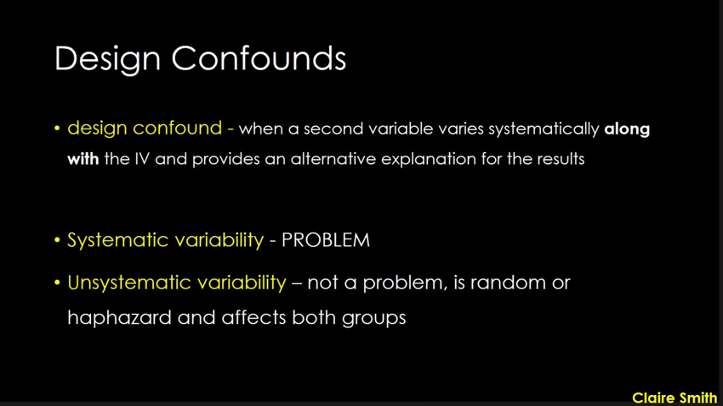So a design confound is when a second variable varies systematically along with the independent variable and can provide an alternate explanation for the results. So when you're setting up an experiment, if you have something else that changes along with your independent variable consistently, then it's a design confound, right? It's only a confound if it's changing systematically, which means that when your independent variable changes, whatever this third variable is, it's going to change as well.